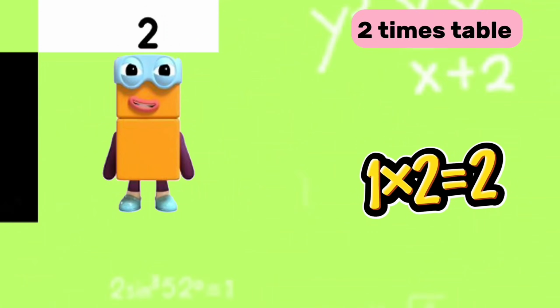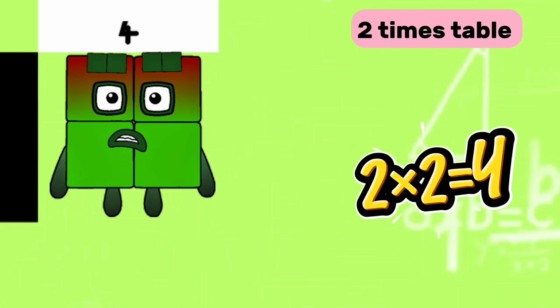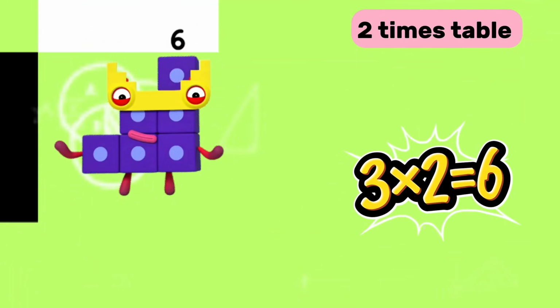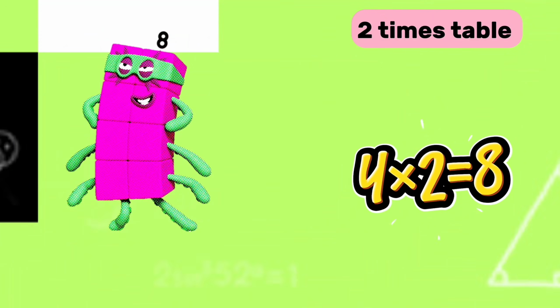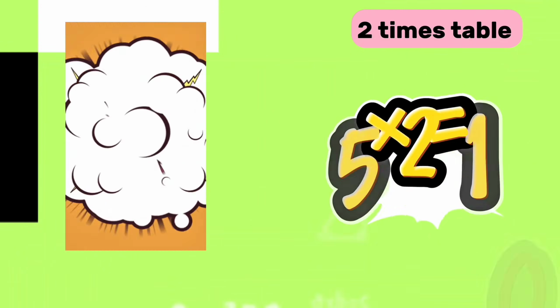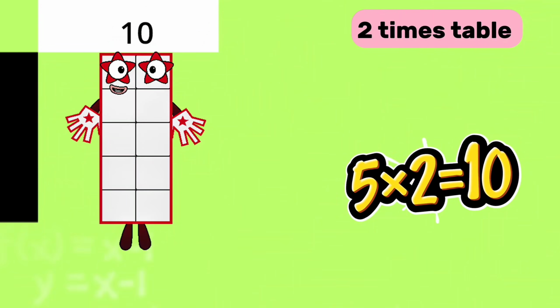1 times 2 is 2. 2 times 2 is 4. 3 times 2 is 6. 4 times 2 is 8. 5 times 2 is 10.